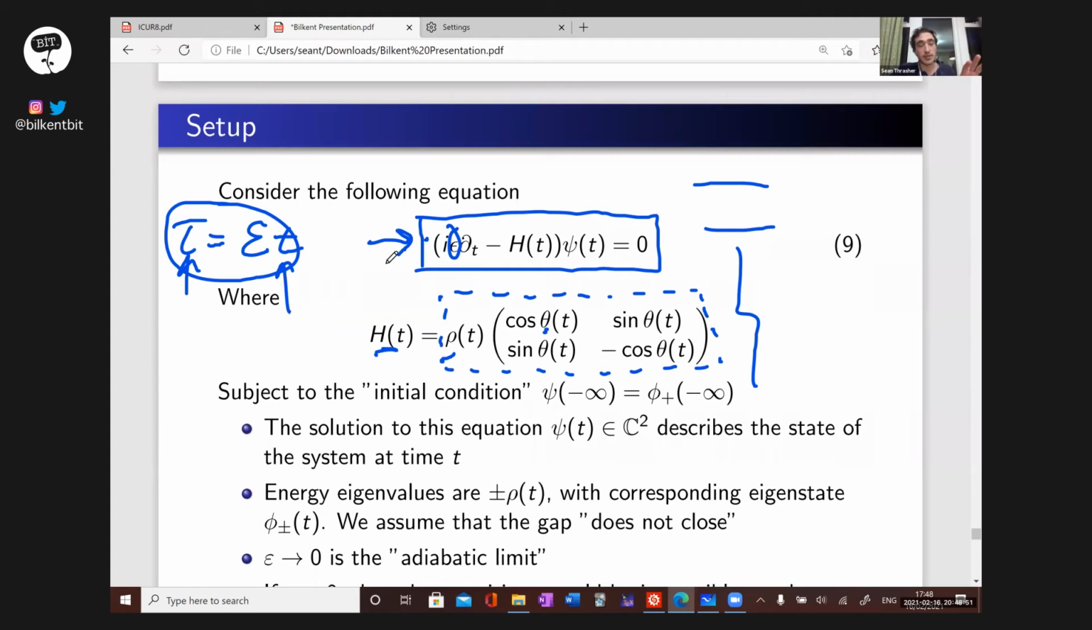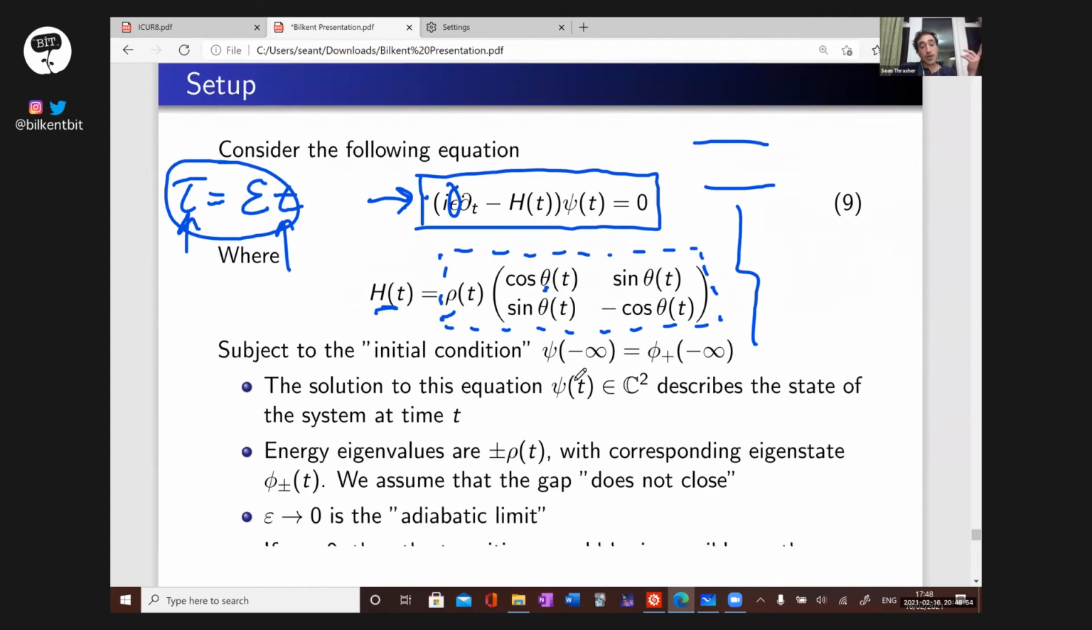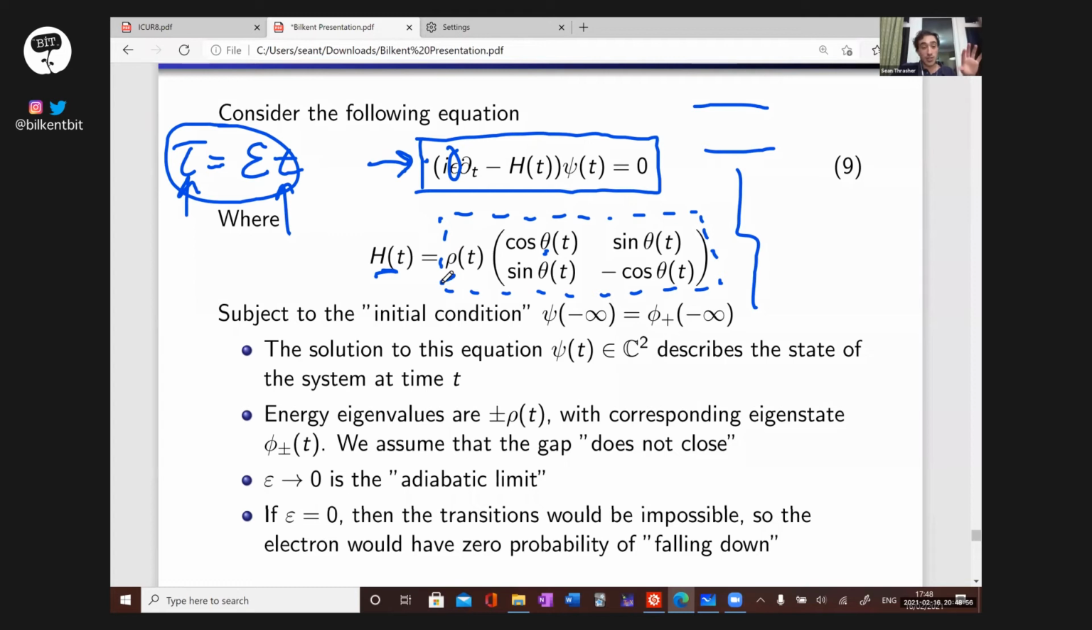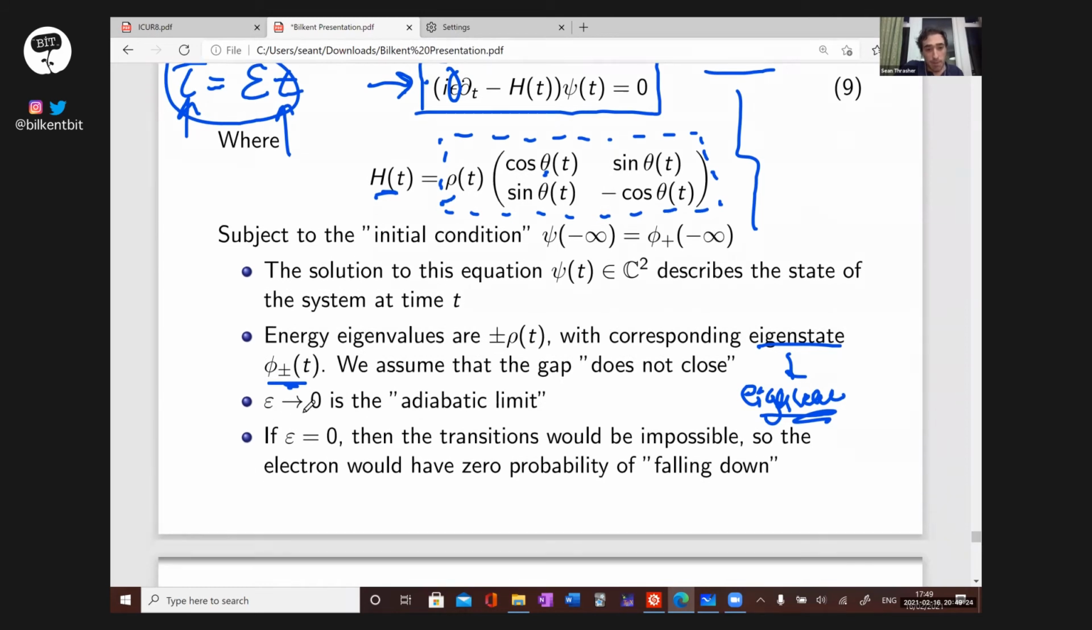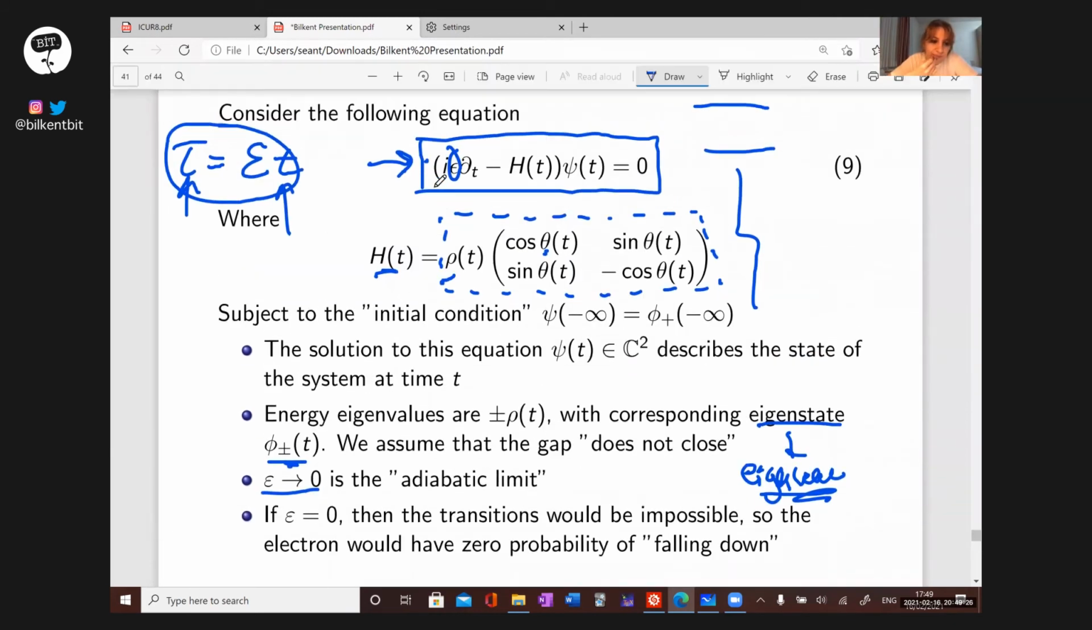Yeah, that's the idea. Okay, so the H has energy eigenvalues plus or minus rho of t, and they're non-degenerate, as I alluded to before. So they each have what's known as an eigenstate associated to it. If you're familiar with matrices and all of that, this is an eigenvector. Okay, so this is just the mathematics, and I make epsilon really, really small. I'm assuming that.